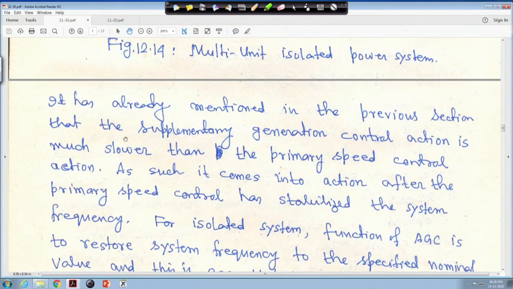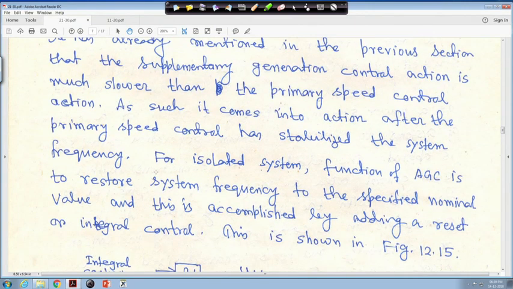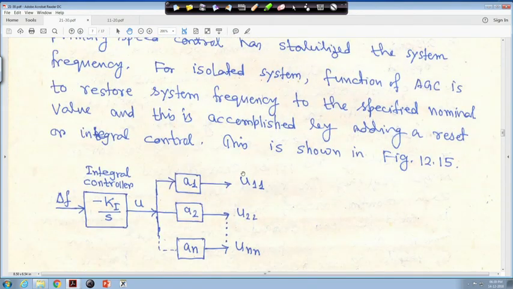Already we have discussed in the previous section that the supplementary generation control action is much slower than the primary speed control action. As such, it comes into action after the primary speed control has stabilized the system frequency. Primary control is quite fast acting compared to the slower supplementary control action. For an isolated system, the function of AGC is only to restore the system frequency, because it is not interconnected with any other power system. So, the power flowing through the connected line, that is the tie line, does not come into this picture. It is accomplished by adding a reset or integral control.